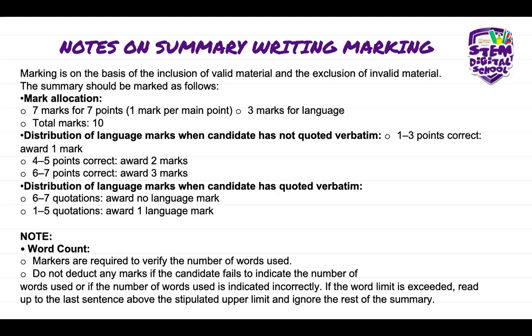If the word limit is exceeded, read up to the last sentence above the stipulated upper limit and ignore the rest of the summary. So they're going to go 1, 2, 3. Where 50 ends, they're just going to cut it there. Maybe if there are 2 words to end off that sentence after 50, they'll say it's okay anyway. Remember, nothing is an absolute. Teachers are encouraged to mark globally, quite widely. So it's fine.